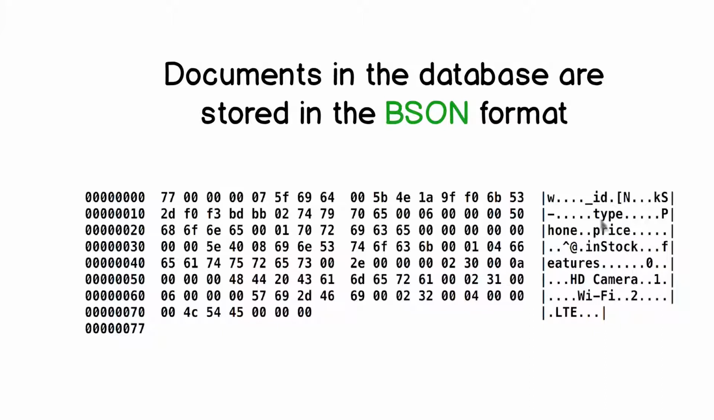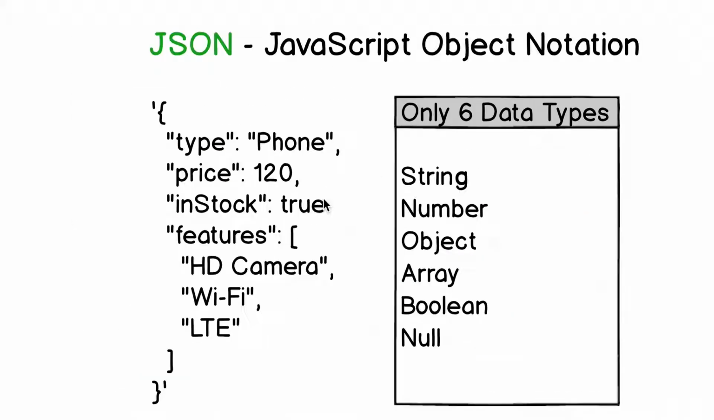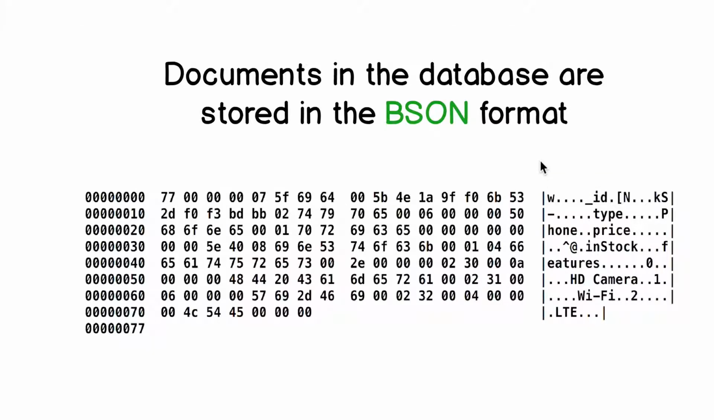But why do we need this BSON format? Why cannot we simply use JSON to store data in the database? We have discussed that JSON supports only 6 data types. But BSON supports much more data types.